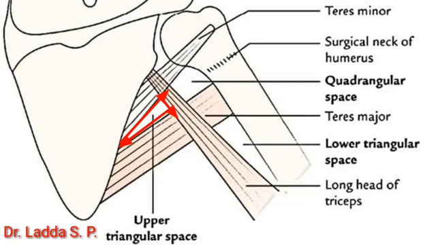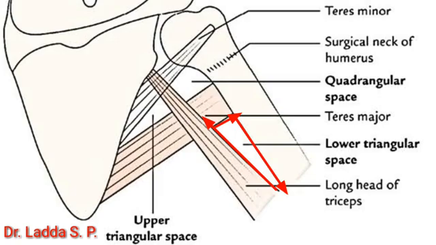In the same sense, the lower triangular space has superior, medial and lateral borders. The superior border is formed by teres major again. The medial border of the lower triangular space is formed by the long head of triceps, and the lateral border is formed by a part of a bone, the shaft of the humerus. So these are the borders of the triangular spaces.